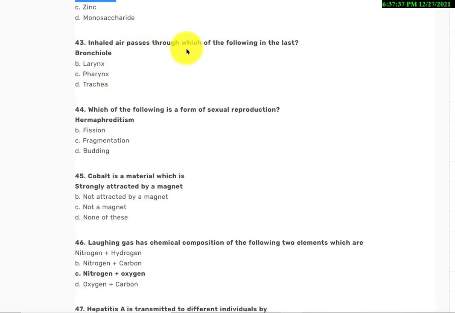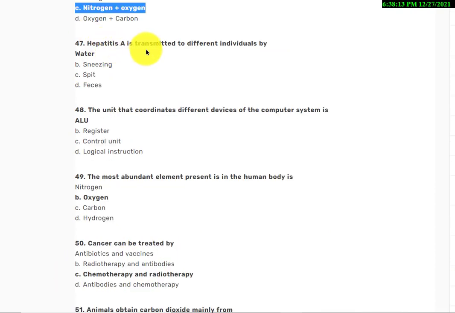Inhaled air passes through which of the following in the last bronchiole? Which of the following is a form of sexual reproduction? Hermaphroditism. Cobalt is a material which is strongly attracted by a magnet. Laughing gas has chemical composition of the following two elements which are nitrogen plus oxygen. Hepatitis A is transmitted to different individuals by water. The unit that coordinates different devices of the computer system is ALU.